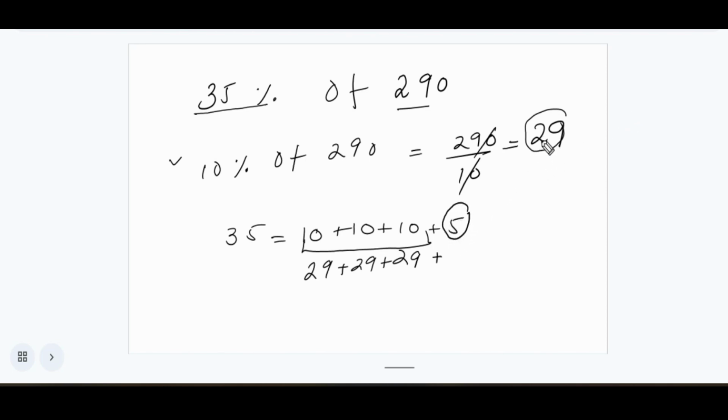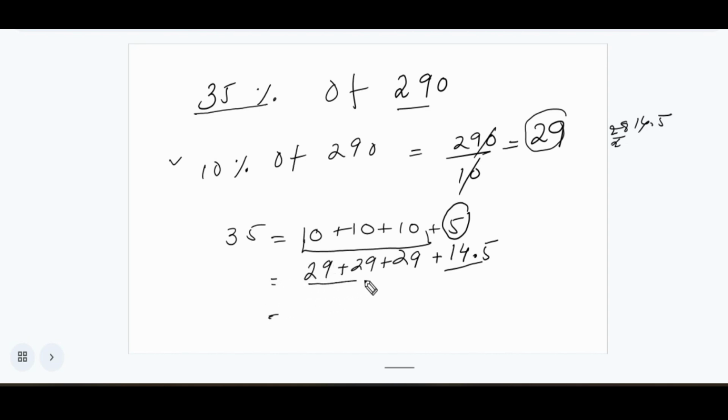So what is the half of 29? You need to divide it by 2. 28 divided by 2 is 14 and you have to add 0.5 at the end, so that is 14.5. Now in this way, you might be thinking that this is a very long way, but this is very easy when you are in practice.